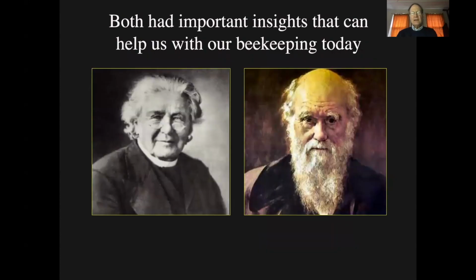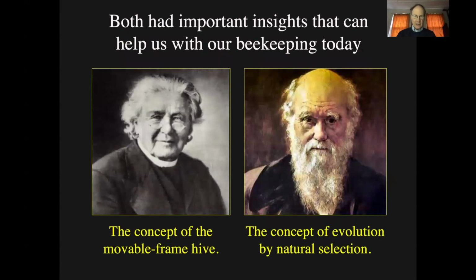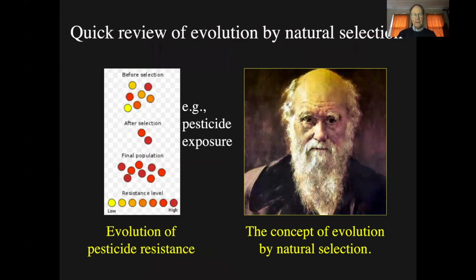Now, the reason I'm juxtaposing them, the main reason, is that they both had insights that can help us with our beekeeping today. And for Langstroth, it was, of course, the concept of the movable frame hive. For Darwin, it is, as I've mentioned already, the concept of evolution by natural selection. And just to remind us what that concept of natural selection is, we can use an example over here on the left, the evolution of pesticide resistance.